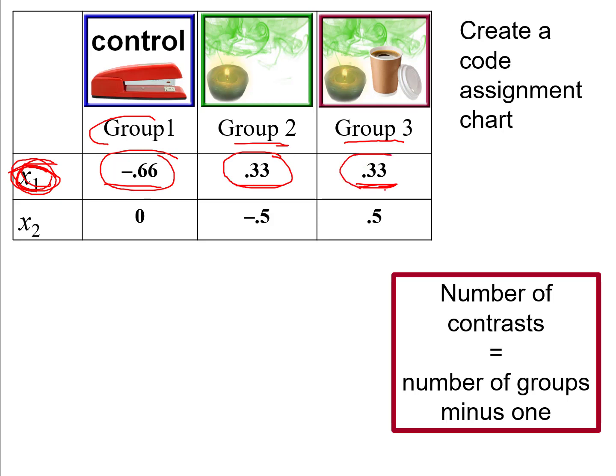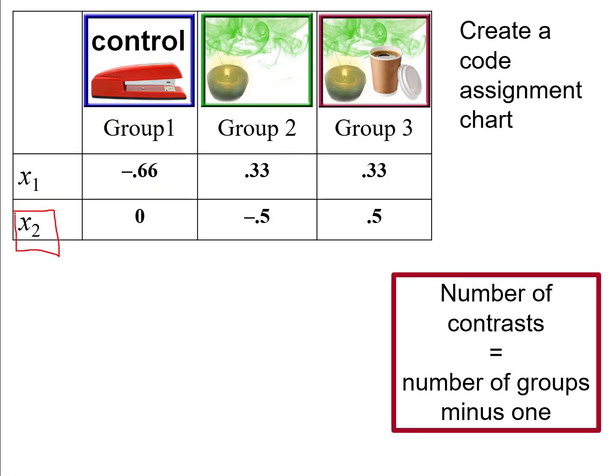And if you're in group 3, your score on x1 is 0.33. And then I'll create the second contrast, the second x variable. So each contrast is an x variable, and each x variable is created by assigning numerical values to people based on group membership. And for x2, my second contrast, I'm going to say if you're in group 1, your score is 0 on x2. If you're in group 2, your score is negative 0.5. And if you're in group 3, your score is positive 0.5.